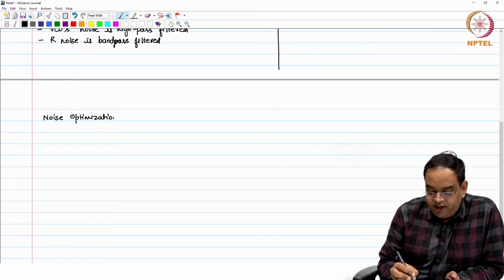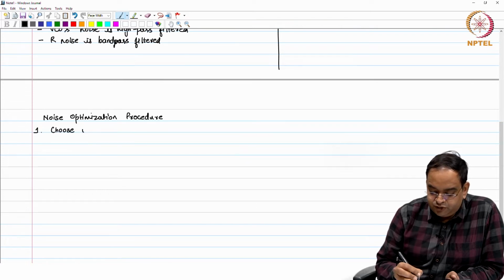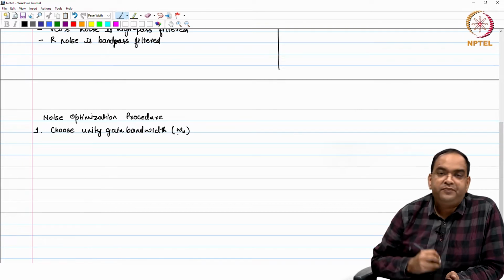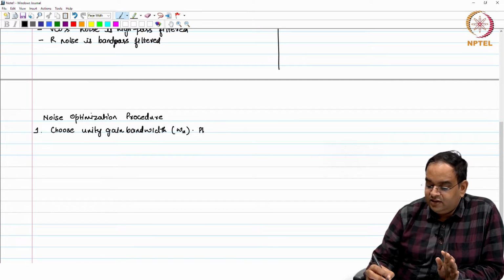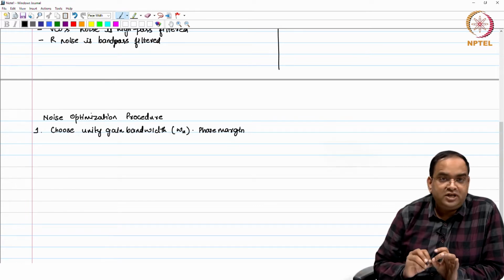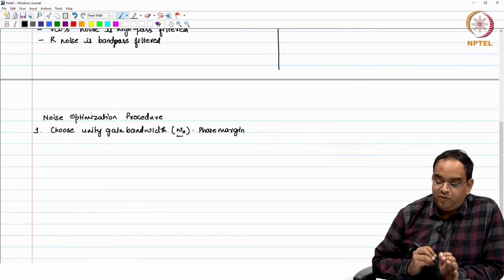So, let me just write it. This is the noise optimization procedure. To begin with, you choose some bandwidth, the unity gain bandwidth omega u which you would like for the PLL. Let us say that the phase margin which you want is decided by transient settling. So, that is already a number which you have picked. You need to find which is the optimum omega u.